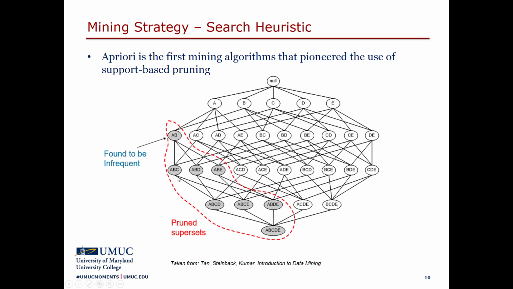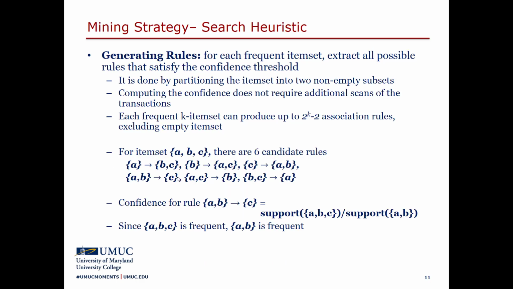So applying this property, you can significantly reduce the search space, and this is called the anti-monotone property. So this is the first strategy. That means you apply this while searching for the frequent item sets. The next step is, once you identify all the frequent item sets in the transactions, you extract rules from those item sets.